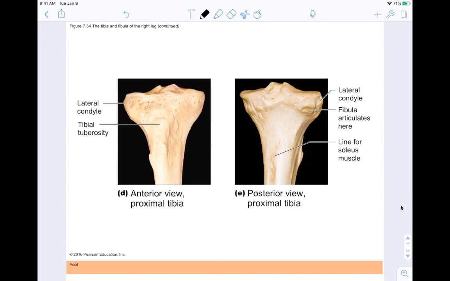Okay, this is the tibia and fibula of the right leg. So you have the anterior view and the posterior view. You can see the lateral condyle and the tibial tuberosity. Like I said, those are like little bumps that exist below the patella. And then on the back, you can see some other bone markings that we're not really going to focus on too much.